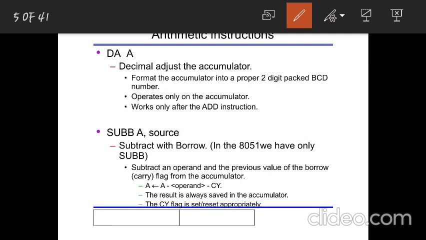It formats the accumulator into a proper 2-digit packed BCD number, operates only on the accumulator, and works only after the addition instruction. We also have programs for packed and unpacked BCD numbers, but these are the 2 important points. It operates only on the accumulator, so you can use DA only with the accumulator. You can't use another register like R0, R1 or the B register. And it works only after the addition instruction. After adding 2 numbers, the result is stored in the accumulator, so only after that you write decimal adjust accumulator.